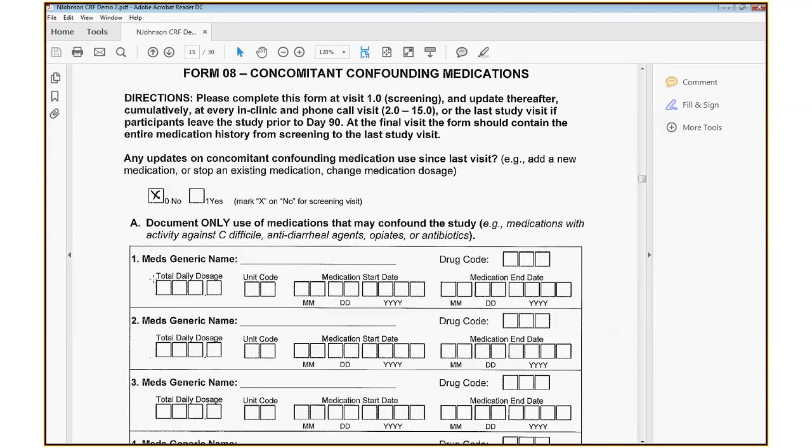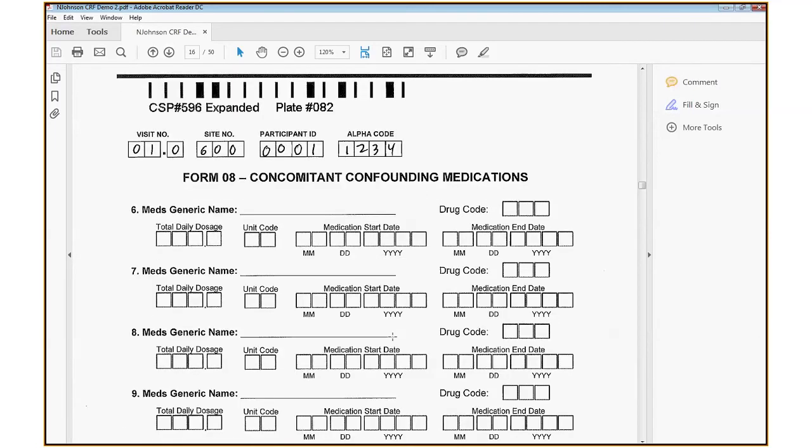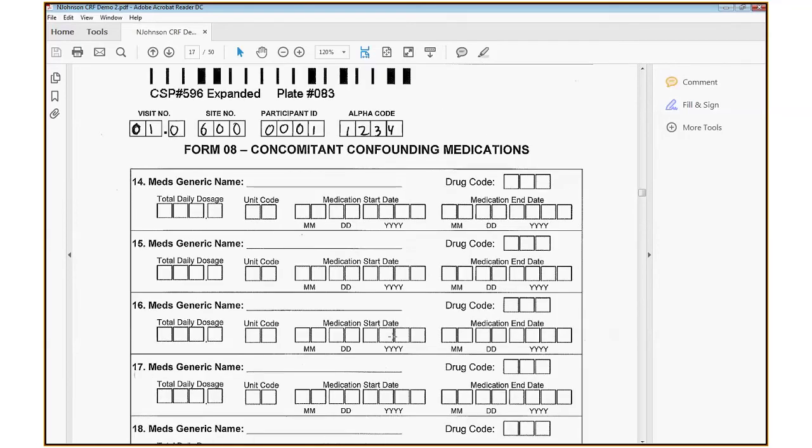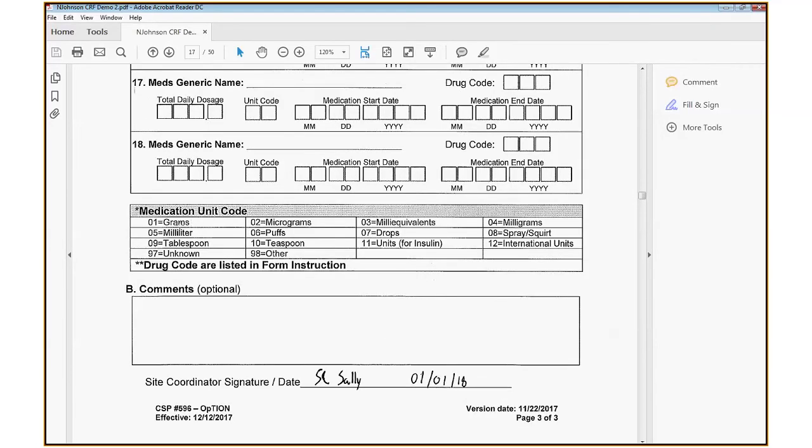And any information will be put into these different categories. If a medication is changed in dose, you will indicate that the medication of the previous dose will have ended, and you will open up a new column indicating that they are starting the medication again with a new dose. It'll be treated as if it's a new medication. The medication unit code can be found here, giving information on how much of the medication was taken, and the drug codes are listed in the form instructions, so you can find what number to use to identify the drug as far as the study is concerned.